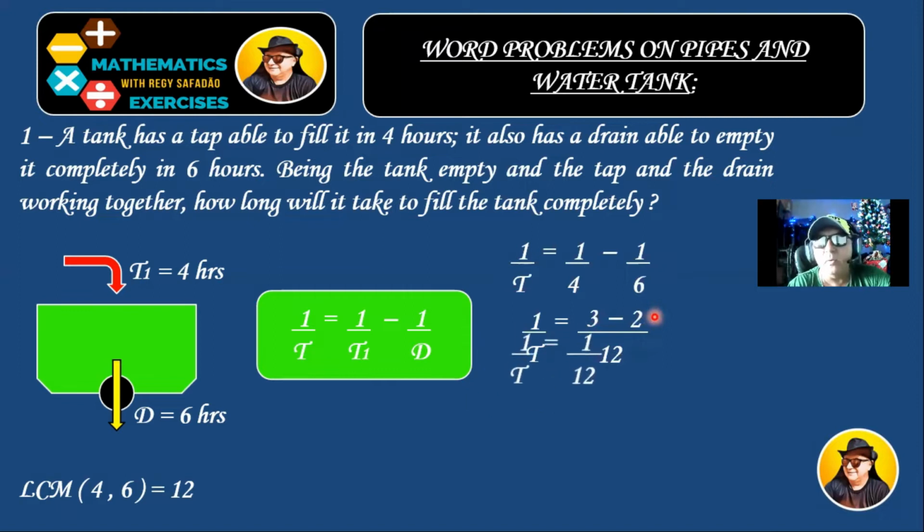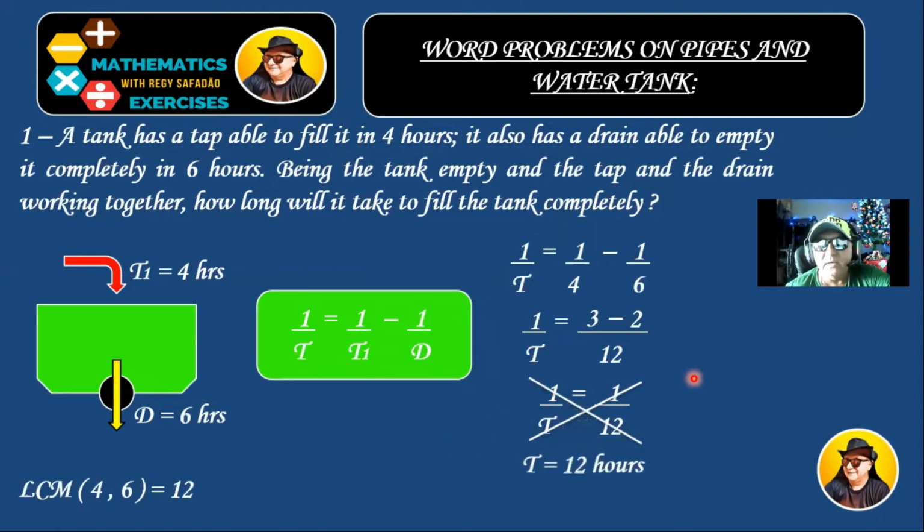So our equation becomes like this. 1 over T is 1 over 12. And now we can multiply in cross like this. 1 times T is T. 1 times 12 is 12. So our answer is T is 12 hours. So our tank will be completely filled with water in 12 hours. All right, so that was question number 1. Let's go to question number 2.